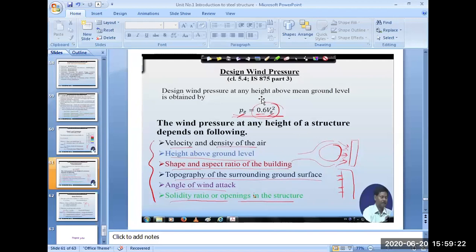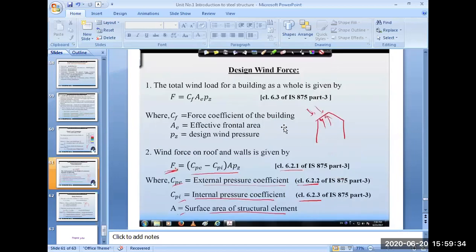So this is related to design wind speed. How to calculate design wind pressure? PZ is equal to 0.6 VZ square. Okay. Now next is the design wind force. From the design wind pressure, we can calculate the design wind force.